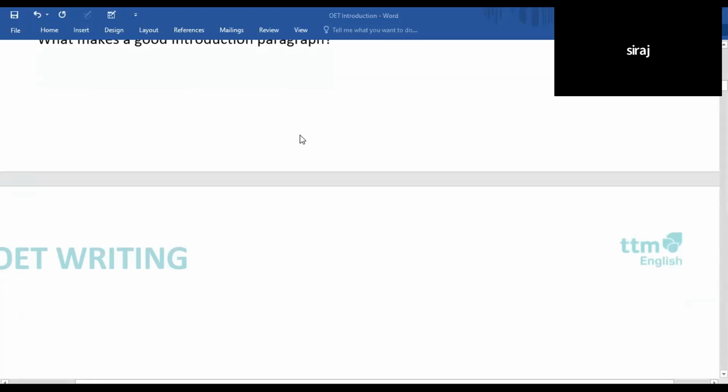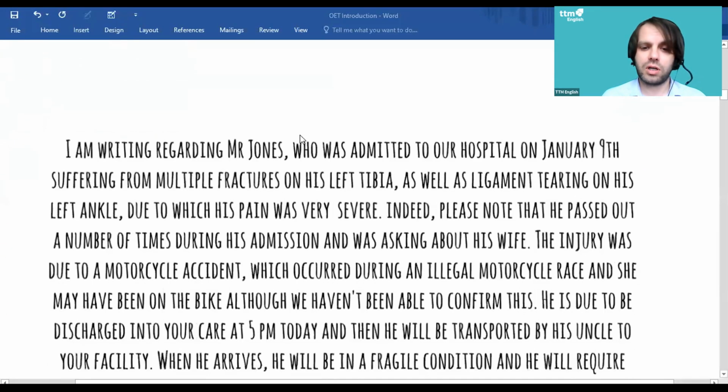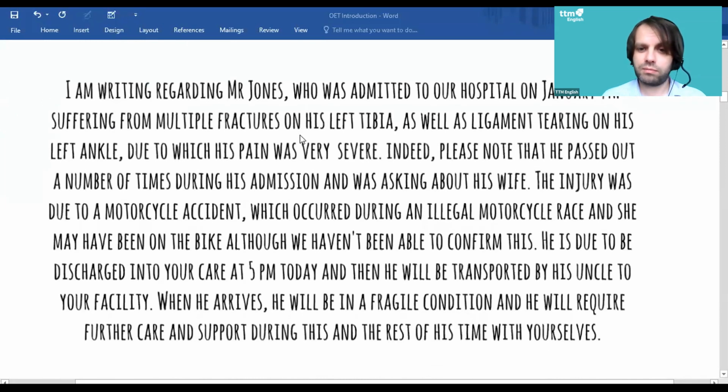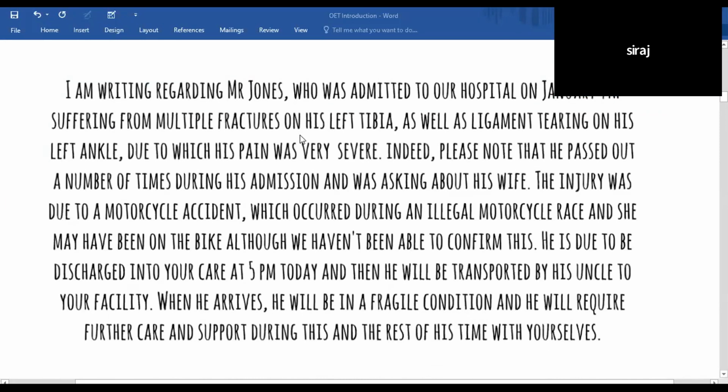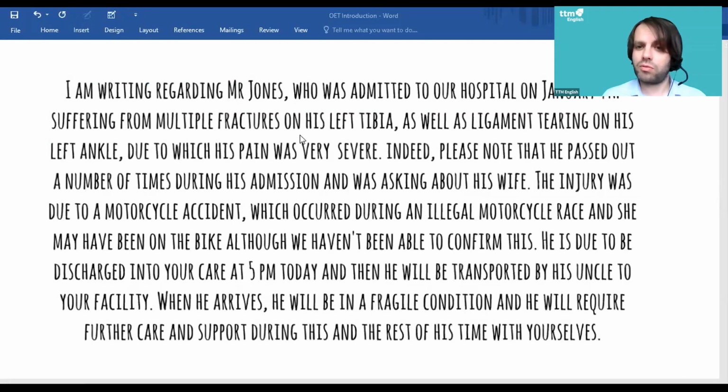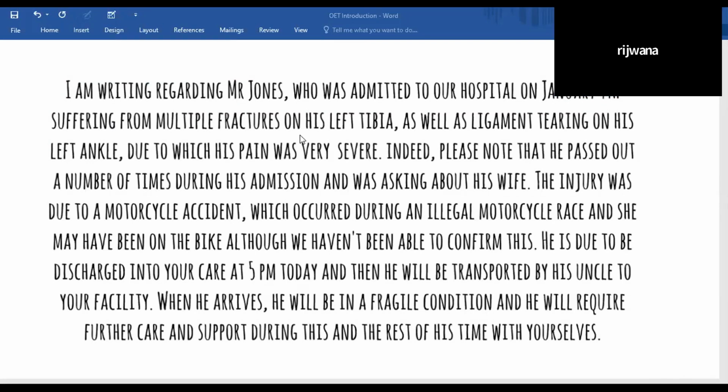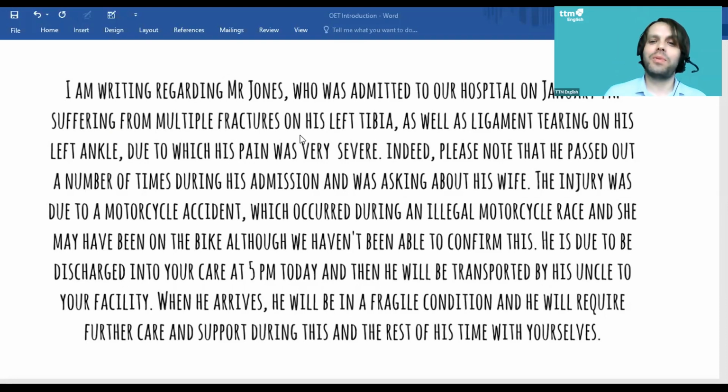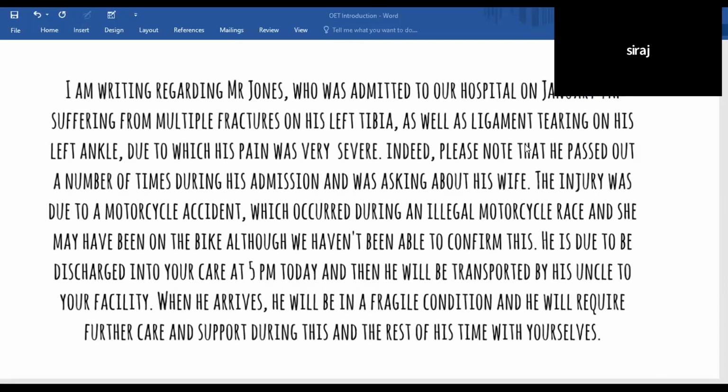Because, for example, guys, let's look at this introduction. Is this a good introduction, everyone? That's a good intro, really? No, not really. It's like a joke. I'm writing regarding Mr. Jones, who was admitted to our hospital on January the 9th, suffering from multiple fractures on his left tibia as well as ligament tearing on his left ankle, due to which his pain was very severe indeed. Please note that he has blah, blah, blah. I'm going to stop. Good writing, but not introduction.